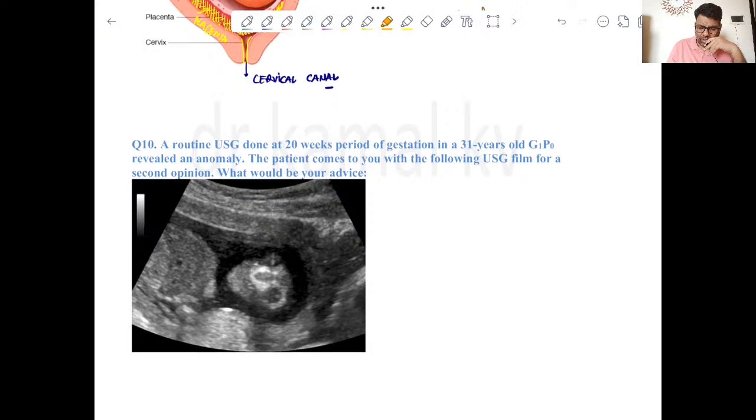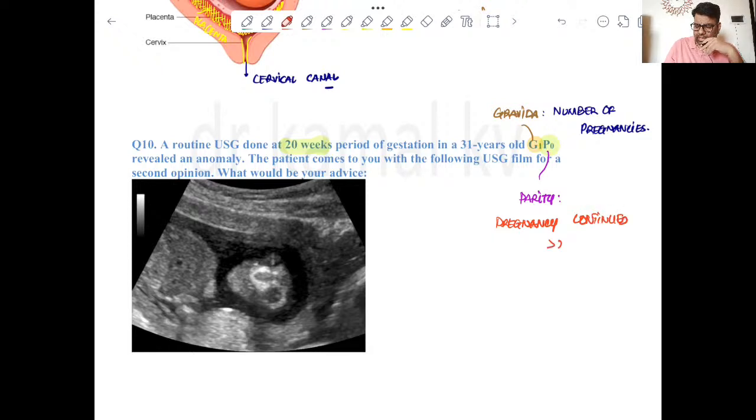Now moving forward to next question. Here you will see we have done USG at around 20th week, and the lady is G1 P0. G is actually gravida and P is parity. Gravida means number of pregnancies, irrespective of the outcome. And parity means pregnancy continued beyond 28th weeks, which is the period of viability, right? So this is the period of viability.